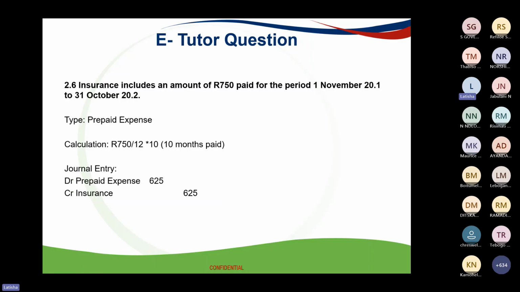The journal entry would be, because it's an expense and it's already recorded, we now have to reduce the expense. That is why we credit insurance with 625 and we debit prepaid expense, 625.